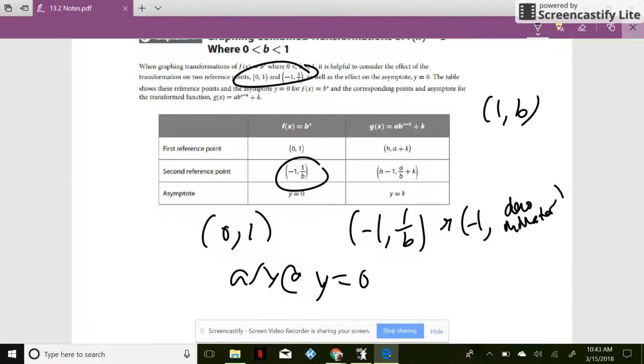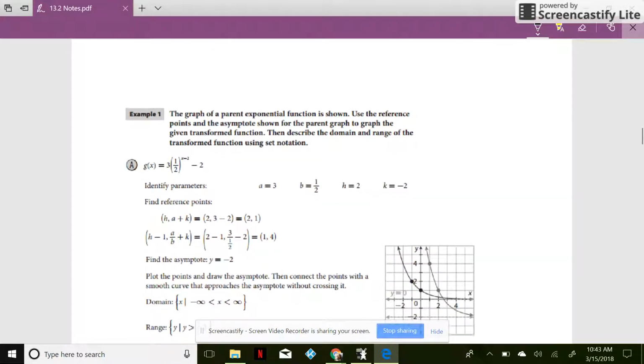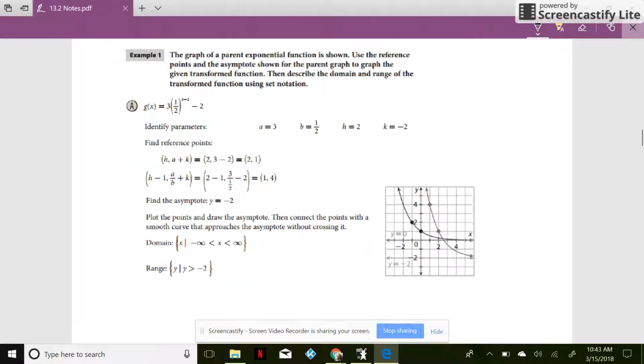Because if you've got the function 1 over 10 to the x, your 1 over b would be 1 over 1 over 10, which is the same thing as just 10. So your second reference point would be negative 1 and then comma whatever your denominator of your base is. So same types of changes are happening. In the exponent, it's affecting the x values where you're moving left or right. Your k is outside the function. It's your vertical shift. And then a is your vertical transformation, your stretch or compression, and then if it reflects.